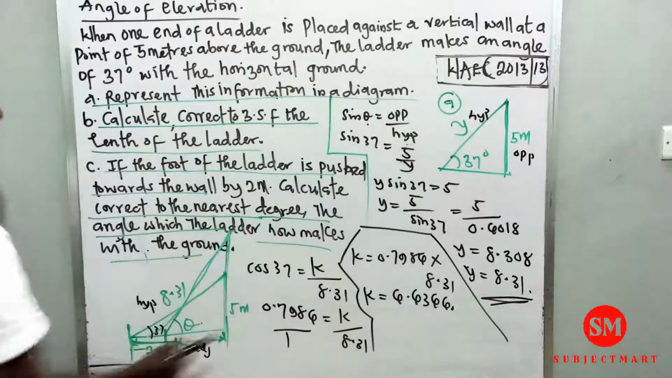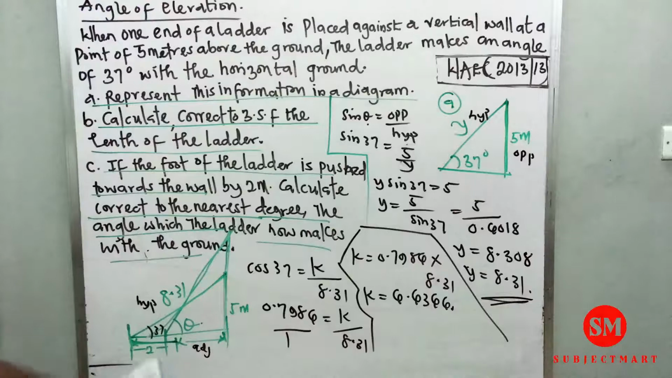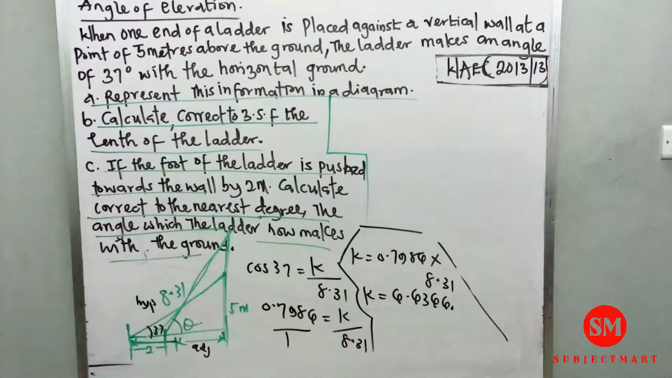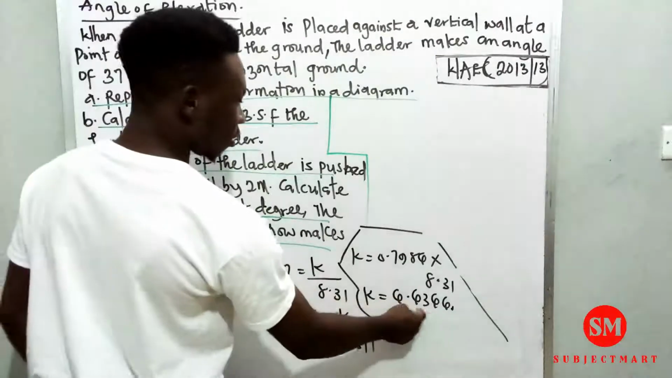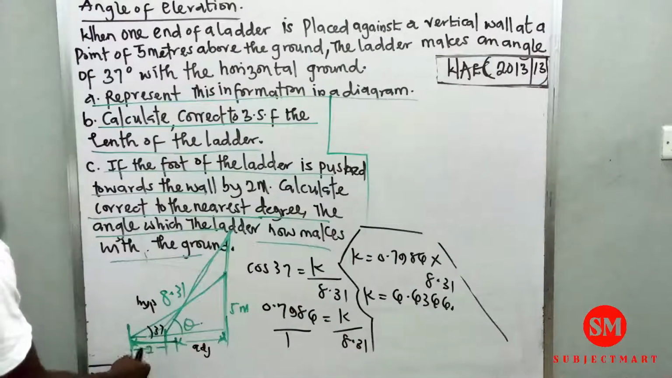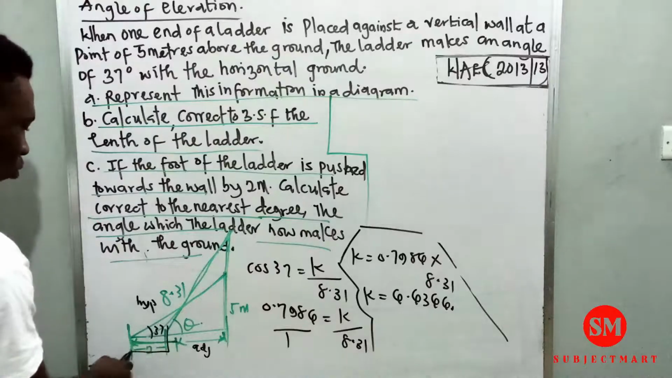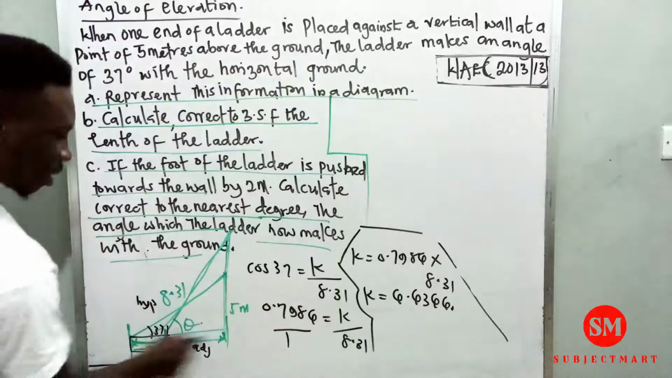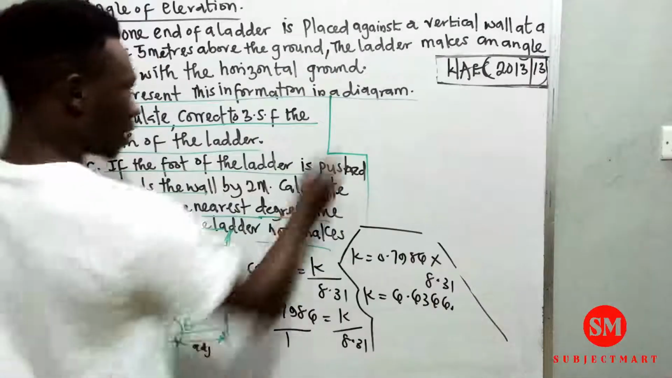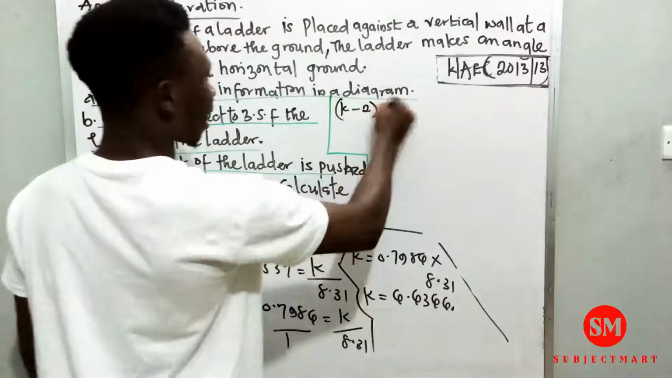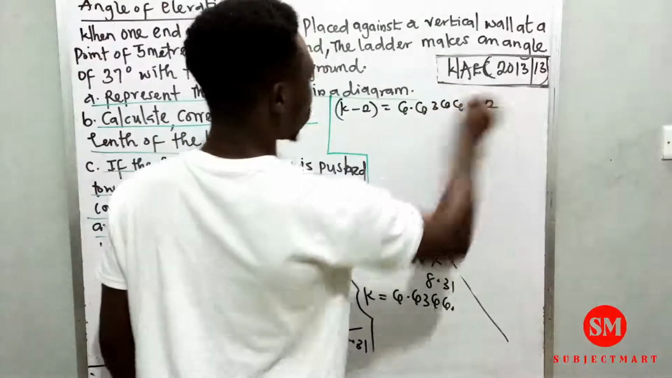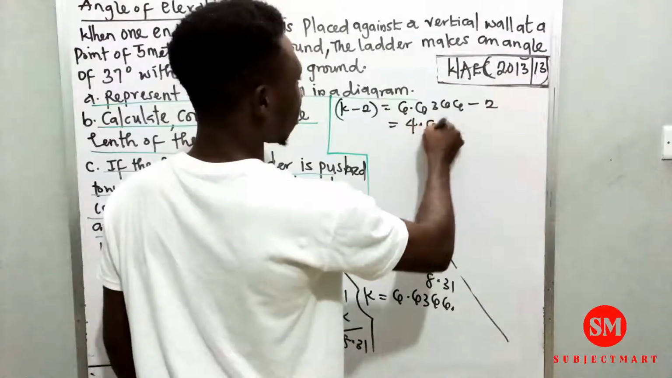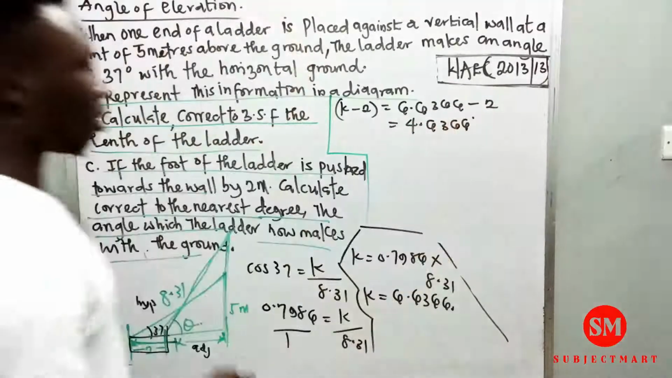Now, having gotten this value, that is not the final answer, but we've gotten our full value of k. So since we have our full value of k, we're going to proceed. Since our total k here is 6.63, they told us that the ladder must move forward to cut out 2. So if we cut out this part, then the remaining part here becomes k minus 2. And k minus 2 becomes 6.6366 minus 2. That is going to give us 4.6366. Don't forget, this is in meters.